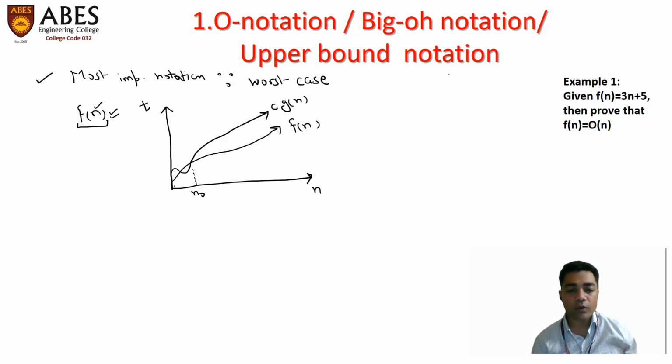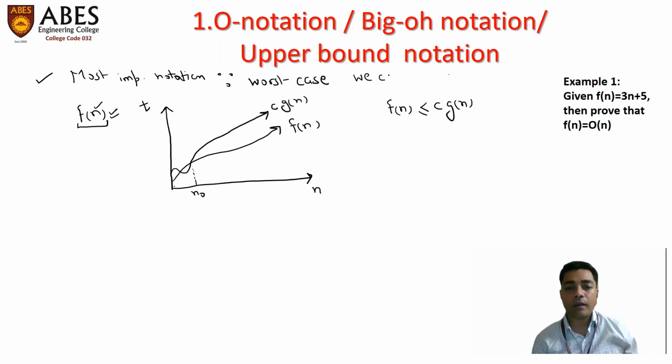Means the cgn is going upper and the fn is going lower. Okay, so how to build a mathematical formula out of this? As you can see from the graph, this fn is less than equal to cgn. Okay, we can write it like this.